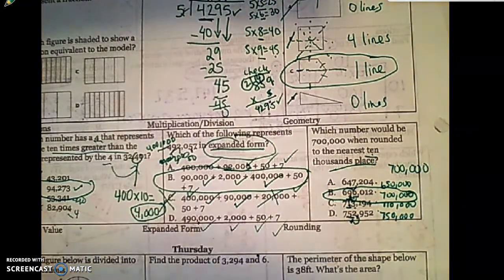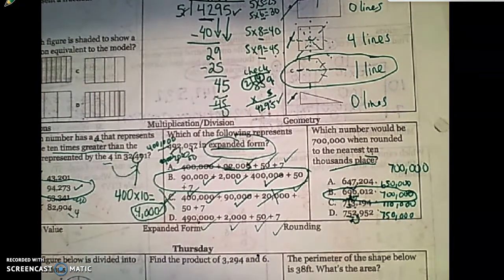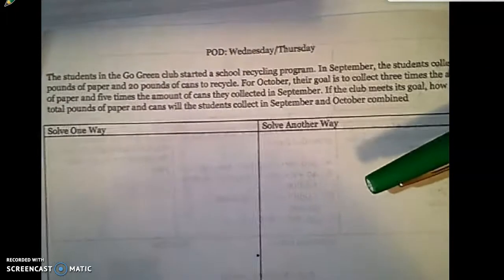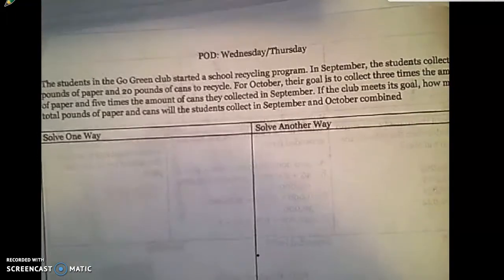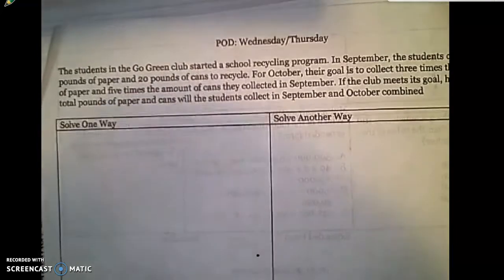Good work today. Let's move on to our POD. We have POD number 2. This is in your packet. You just have to find it. It's behind week 1. So let's go ahead and read it, and we're going to begin organizing the facts.